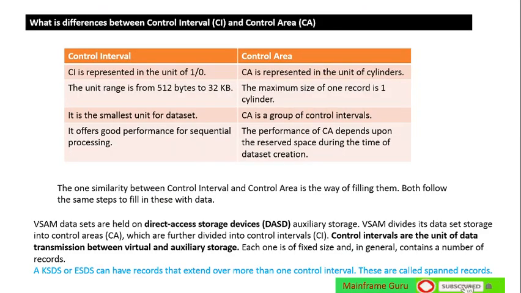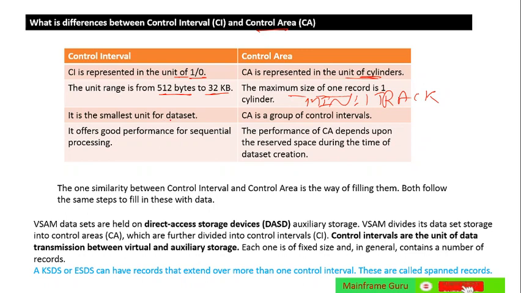And now what is the difference between control interval and control area? Control interval is represented in the unit of 1 or 0. CA is represented in the unit of cylinder. The unit range is from 512 bytes to 32 bytes. The maximum size of one record in CA is 1 cylinder, but the minimum is 1 track.